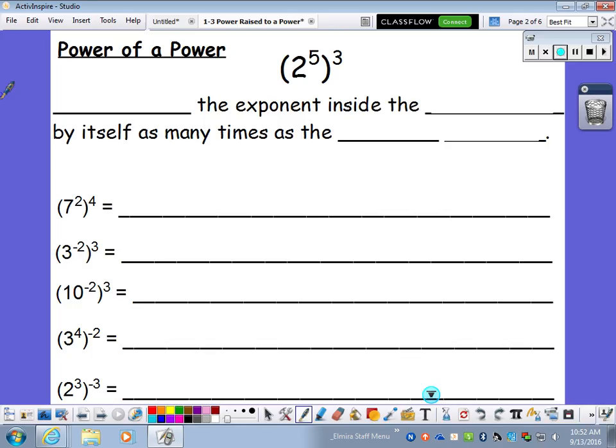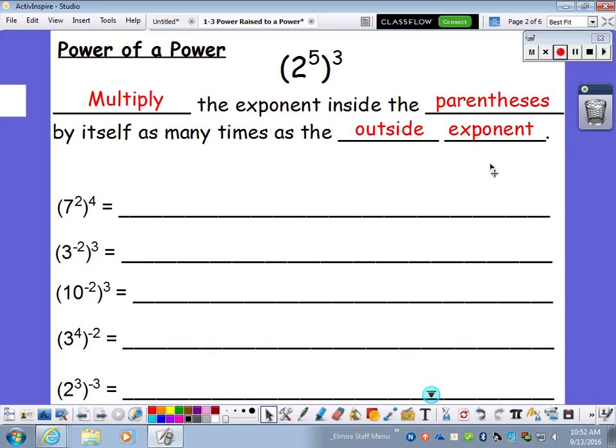how do you do power of a power? You multiply the exponents inside the parentheses the same as the outside exponent. A shorter way of writing that would be to simply say multiply the exponents. So doing this first problem here, 7 to the 2nd power all to the 4th, keep the 7, and 2 times 4 is 8.